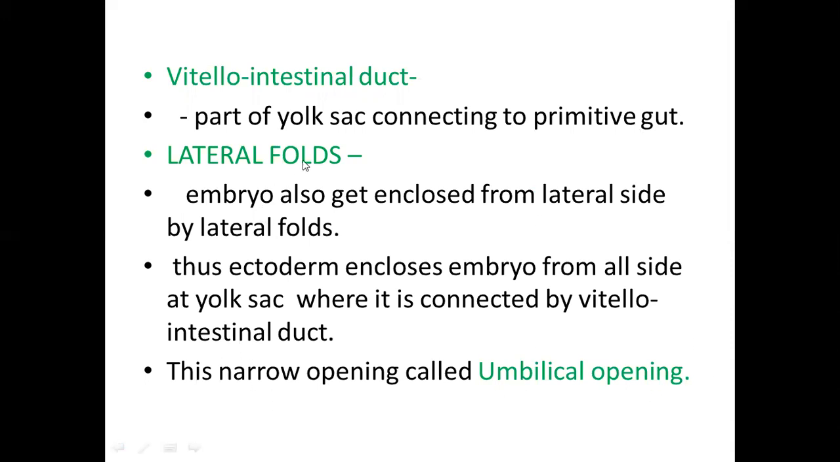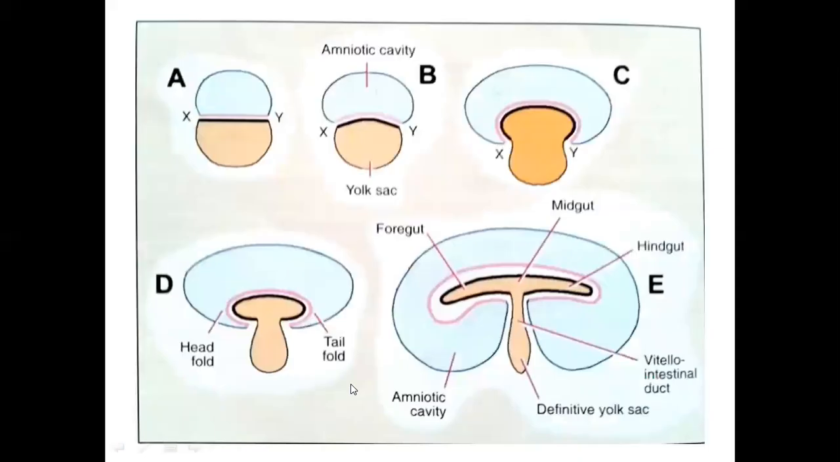Now, due to this lateral fold, and already the head fold and tail fold formed, the ectoderm encloses the embryo from outside of the yolk sac where it is connected by the vitello-intestinal duct. This narrow opening is called the umbilical opening or umbilicus.